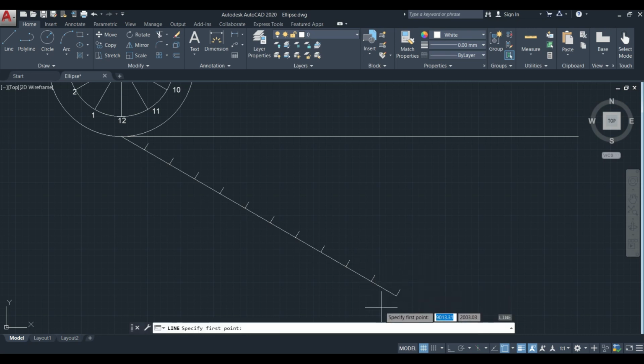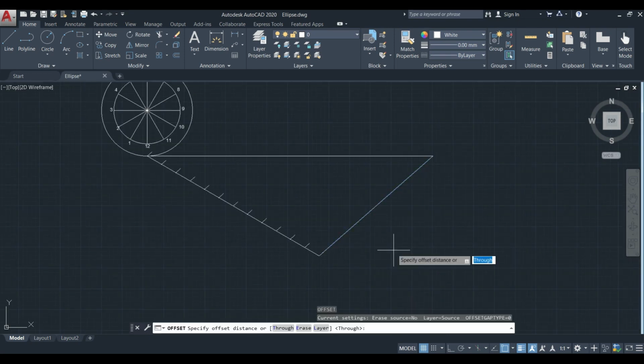Next, we have to join this end point of the inclined straight line with this end point of the horizontal line. Now we have to draw lines parallel to this particular line, connecting each and every division point on the inclined straight line.